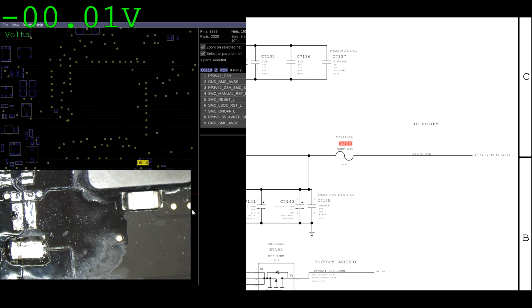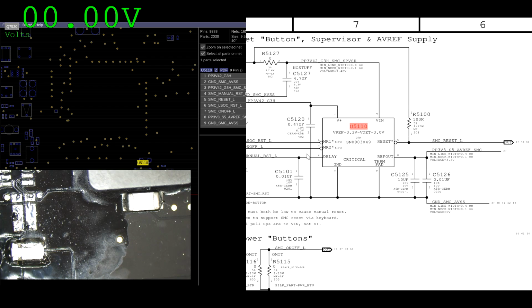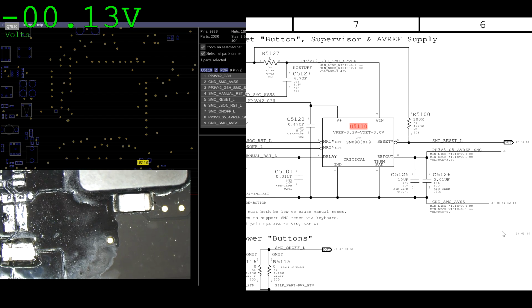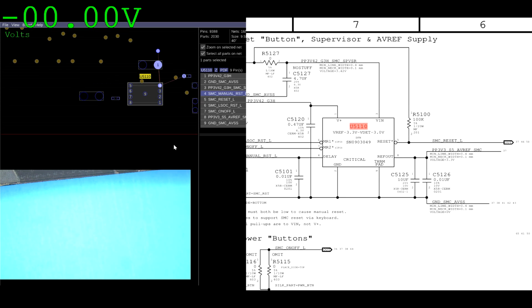So what we're going to do next is see if the SMC is actually turning on. There's a chip called U5100. This chip is going to reset the SMC. And if the chip breaks, it'll permanently keep the SMC in reset mode. If the SMC is in reset mode, then it's not going to turn on properly. So let's take a look and see if the SMC is in reset mode or not right now. So we're going to find U5100 on the board. So over here, we're going to probe and measure SMC reset, which is going to be present on pin 5.